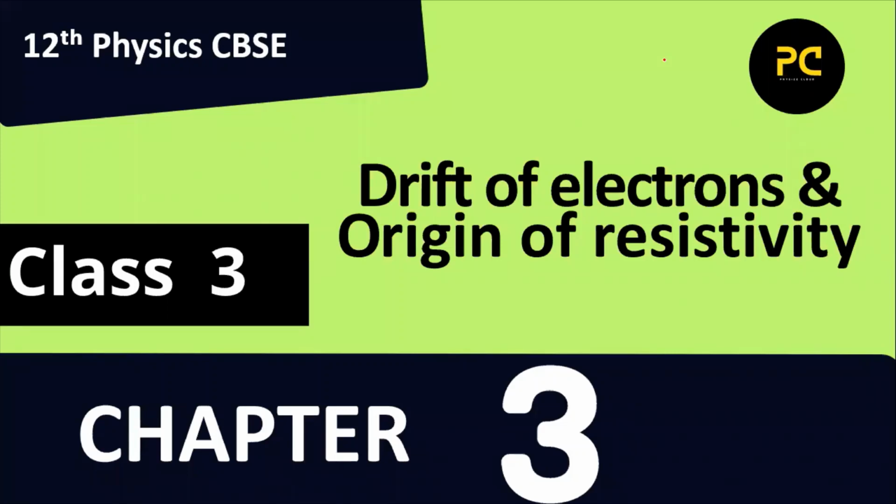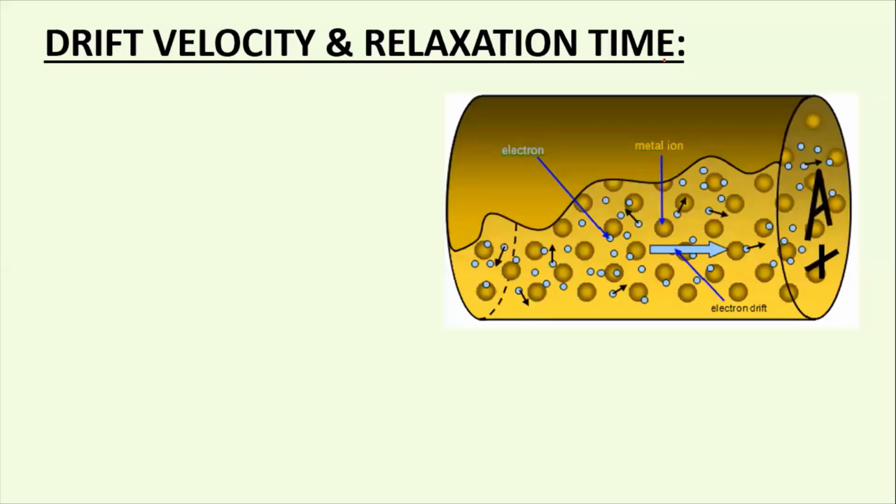Hello children, today we are going to learn about the drift of electrons and the origin of resistivity. We all know that in metallic conductors, electrons are the charge carriers.